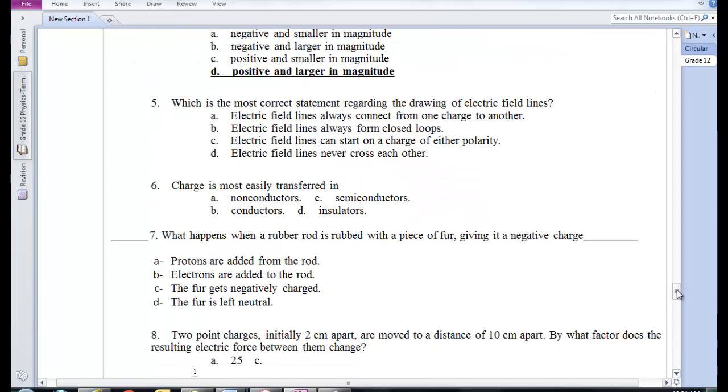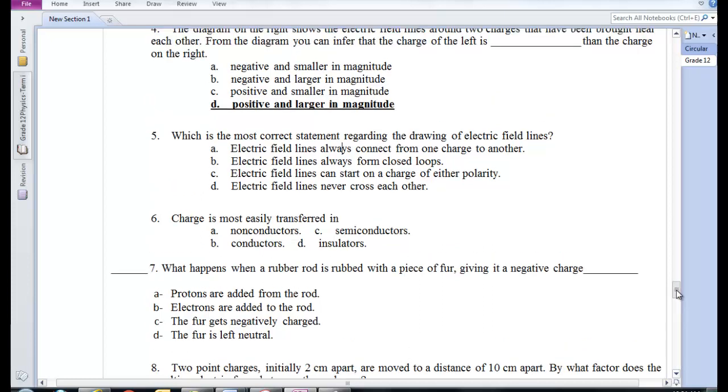What is the most correct statement regarding the drawing of the electric field? Electric field lines always connect from one charge to another. Electric field lines always form closed loops. Electric field lines can start on one charge of either polarity. Electric field lines never cross each other.